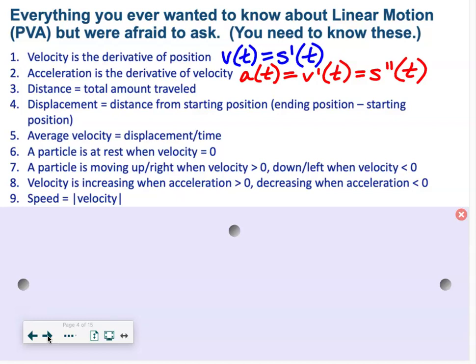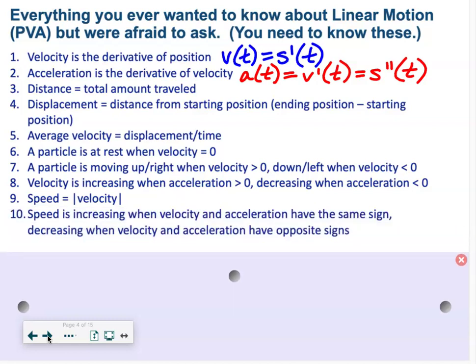And the last thing is probably the most important, and I guarantee the College Board's going to ask this on the AP exam. Speed is increasing when velocity and acceleration have the same sign. Speed is decreasing when velocity and acceleration have opposite signs. All right? Speed is not just based on acceleration. You have to know both. So when velocity and acceleration have the same sign, your speed is increasing. Even if they're both negative, your speed is increasing.